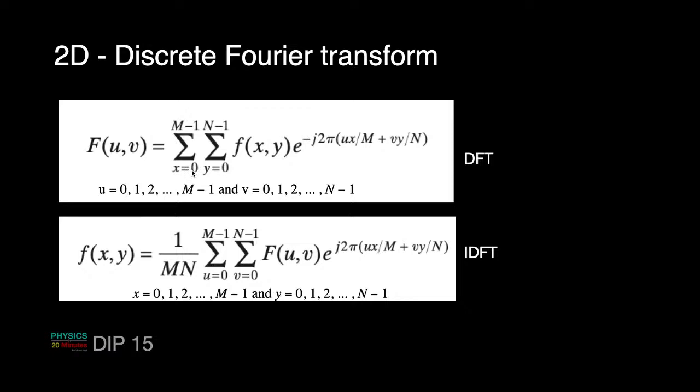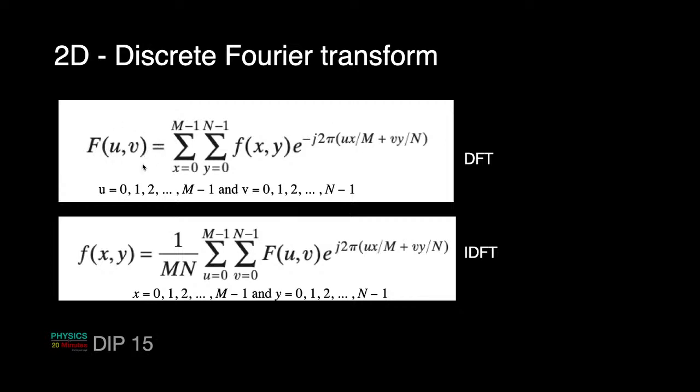Instead of only from x equal to 0 to m minus 1, we have y equal to 0 to n minus 1, where m and n are the maximum number of pixels in the image. Even this goes into two components, and this also is two components. The rest is similar. You have f of xy here. Operate f of xy with all these things, and you will get an image in the Fourier domain.